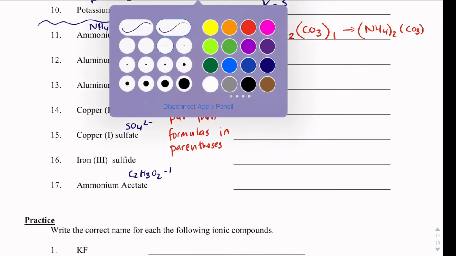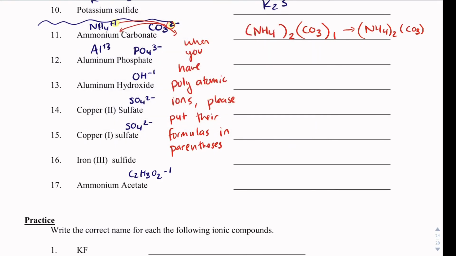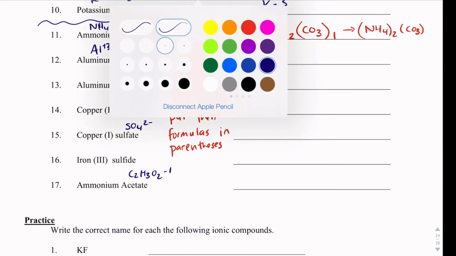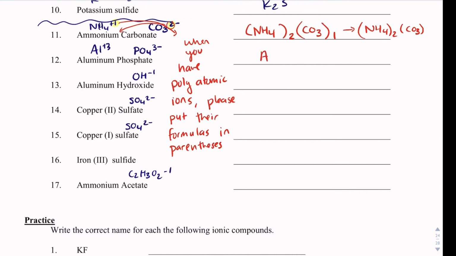Aluminum is Al plus 3. Phosphate is PO4 minus 3. So what we're going to do is keep aluminum as is. It's not a polyatomic ion. It's just one atom. So we're going to have Al3. Now that we're starting to do phosphate, which is a polyatomic ion, we're going to do PO4 and put a 3 there. These guys will reduce. And we're going to get Al parentheses PO4, just like so.